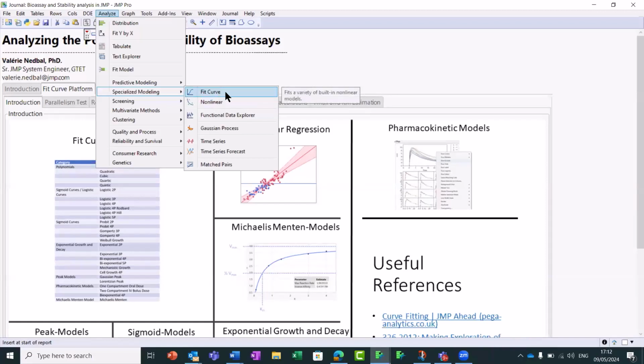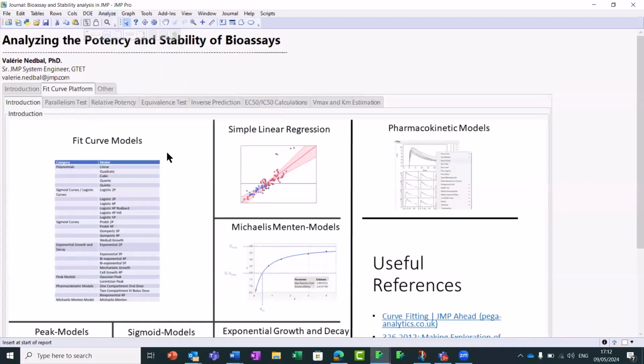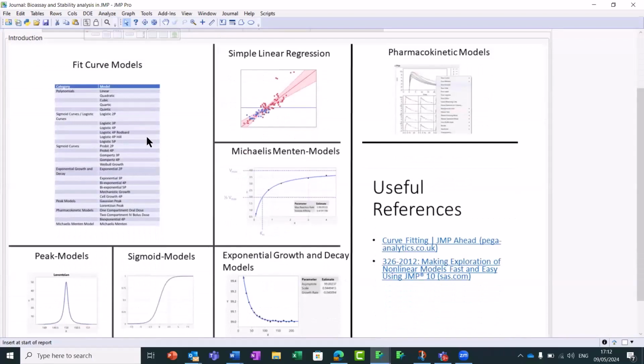I really like the Fit Curve because it allows you to use a lot of different models that are already built in. You can find them here, maybe it's a little bit small, but you will find a lot of different curve models for polynomials and sigmoid curves. That would be, I think, the model that I will use most today. Also for logistic curves, other sigmoid curves, exponential growth and decay, peak models, pharmacokinetic models, and also the Michaelis-Menten model that I will show you at the very late stage of the presentation.